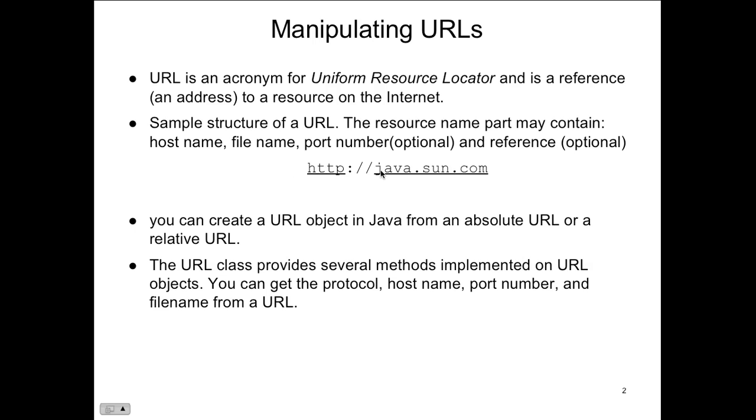So here's a URL. Everybody knows about URLs, so I can kind of breeze through this. java.sun.com. You can create a URL object in Java from an absolute URL or a relative URL. Any URL works, essentially, for the object. The URL class provides several different methods to implement on a URL object, so you can get the protocol, host name, port number, and file name from the URL.